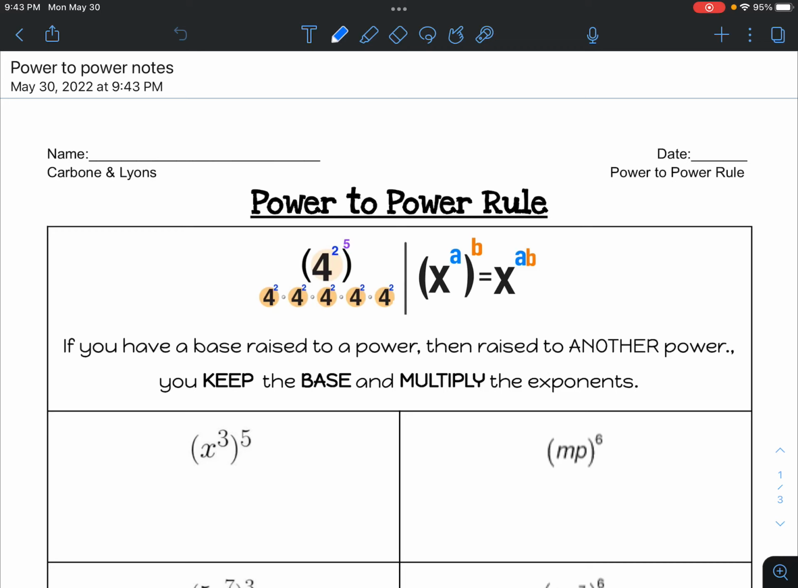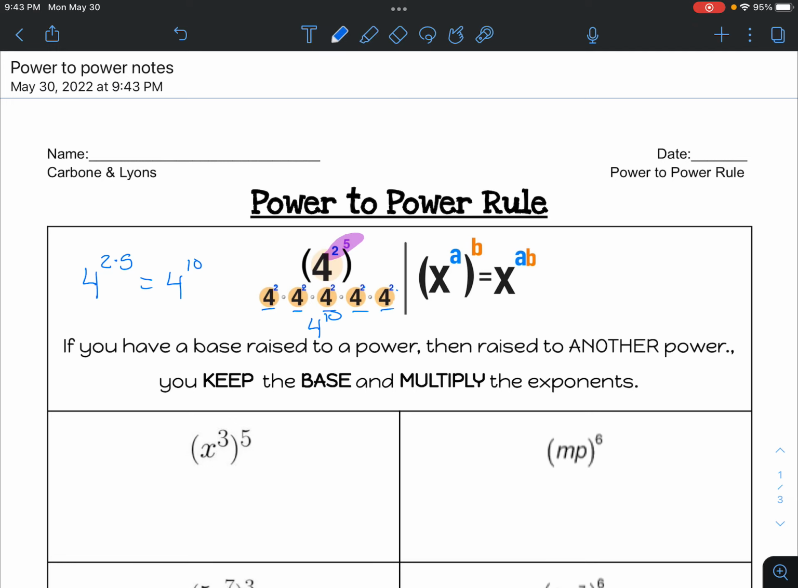So now everybody should have this paper in front of you. It's called Power to a Power Rule. You can see that 4 to the second to the fifth gives us 4 to the second, 4 to the second, 4 to the second, 4 to the second, 4 to the second, which gives us 4 to the 2, 4, 6, 8, 10. A shortcut would have been to do 4 to the 2 times 5. That gives us 4 to the 10th. Now this rule only works when you have a power raised to a power. It doesn't work for anything else, no other situation, just a power raised to a power.